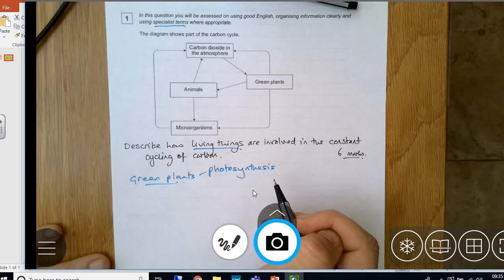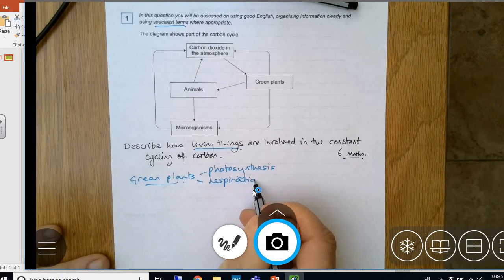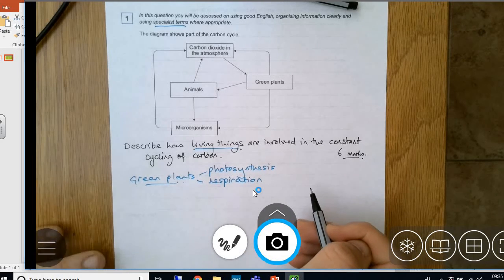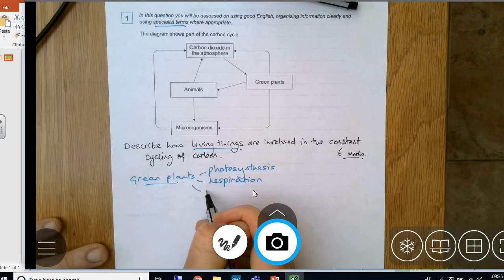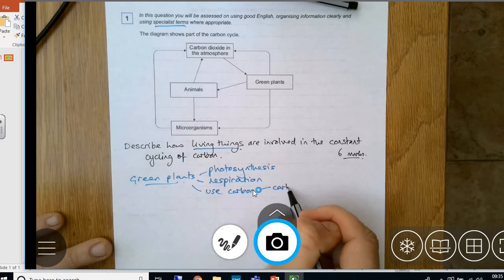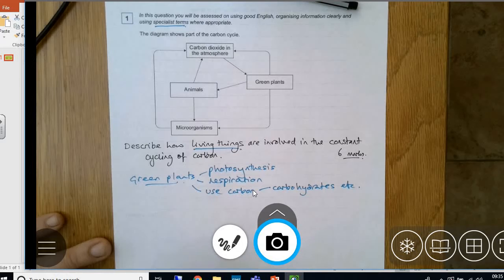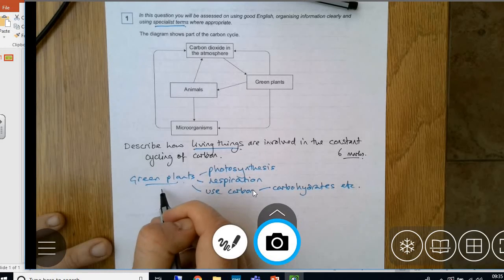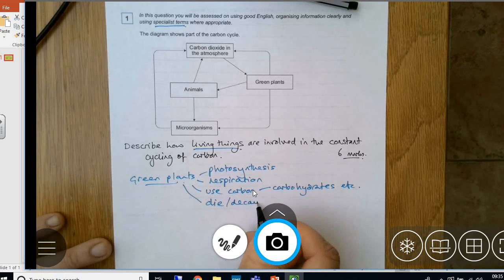I also know that they respire, and respiration uses carbon and produces carbon dioxide, obviously. I also know that they use carbon to make things too. So they make things like carbohydrates, for example. They're my green plants. What else do green plants do? As well as respiring and photosynthesizing, they of course die and decay, as we already know. What happens to them when they die? They're involved in decomposition.